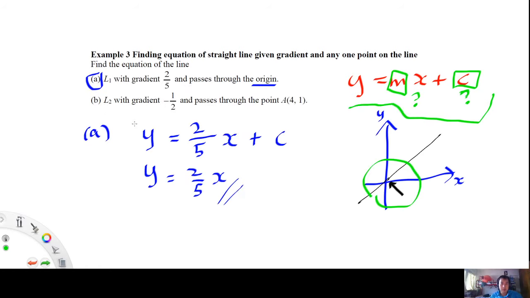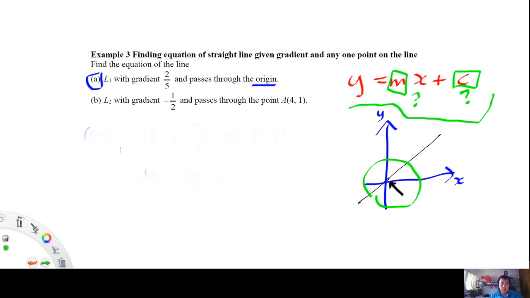Oops, I erased the wrong thing. Don't worry, we just need a bit of space. So we are going to start now. We write y equals, now I'm on B, y equals minus half x plus c. This is called the incomplete equation of a line. Why is it not complete? Because I need to find out exactly what c is.